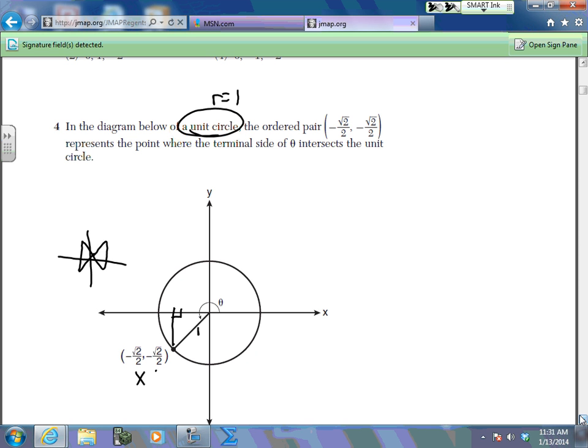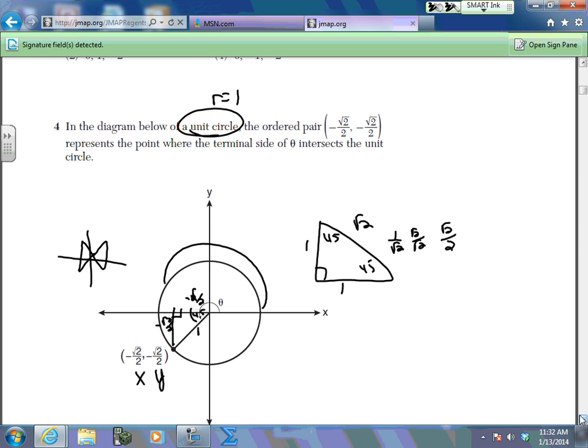This is your x, this is your y. So your x in this case is negative radical 2 over 2. Your y, negative radical 2 over 2. If you recognize this, this guy happens to be a 45-degree angle. You need to know those special right triangles. We know that as 1, 1, radical 2, and sine and cosine are both 1 over radical 2, which when we rationalize it, gives us radical 2 over 2. That tells you that this reference angle is 45.